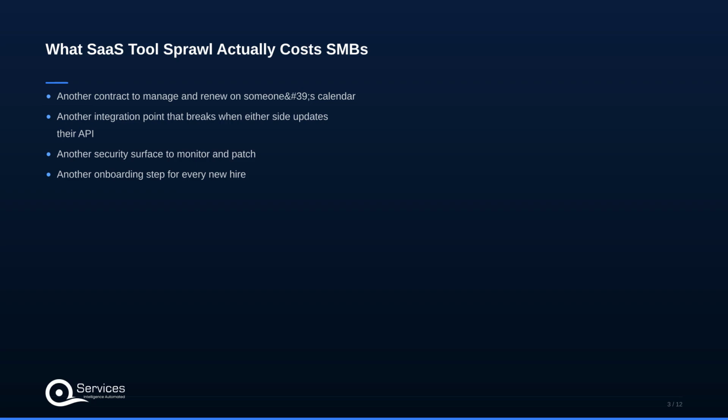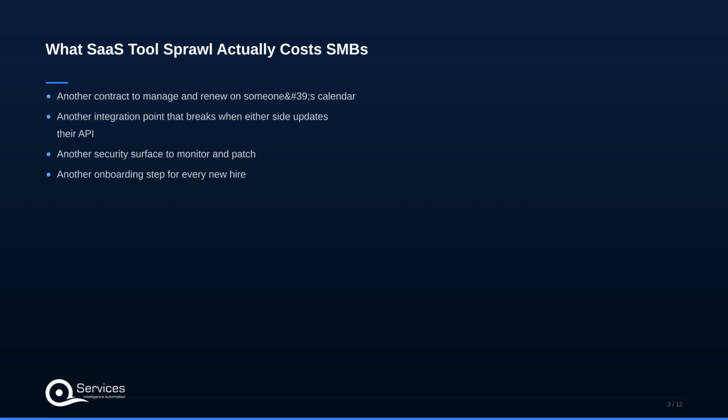For SMBs, the math is punishing. Say you're paying $120 per user per month across 12 tools with a 20-person team. That's $28,800 a month, or roughly $345,600 a year. If 35% of that spend is redundant, you're burning over $120,000 annually on software delivering no measurable value. The hidden costs go further than the invoice.